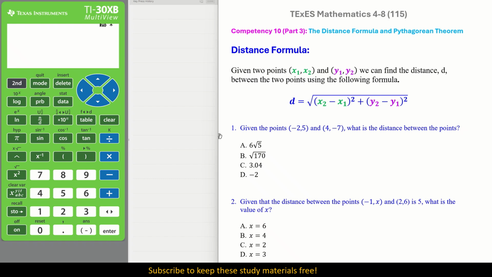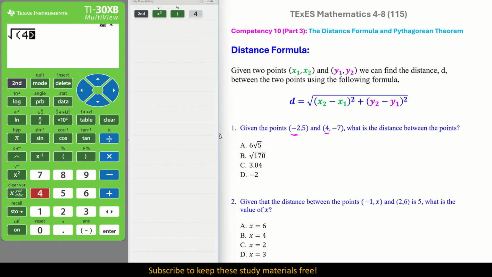Okay, so second radical, parentheses. We want x2 minus x1. So that is 4, and you're going to subtract. Now you need your parentheses, and then put in your -2. Close your parentheses, another parentheses, and square it. Now, why did I do that? Well, that's an order of operations thing. Try it other ways, and you'll see that again. Be careful. Type it in exactly because of order of operations.